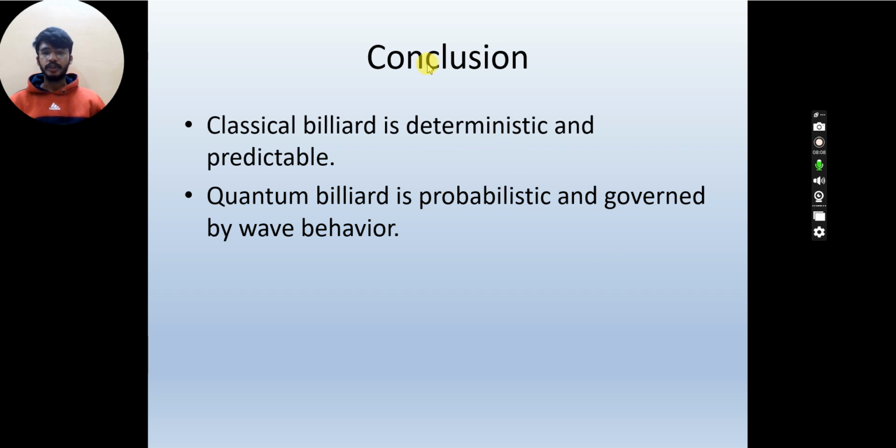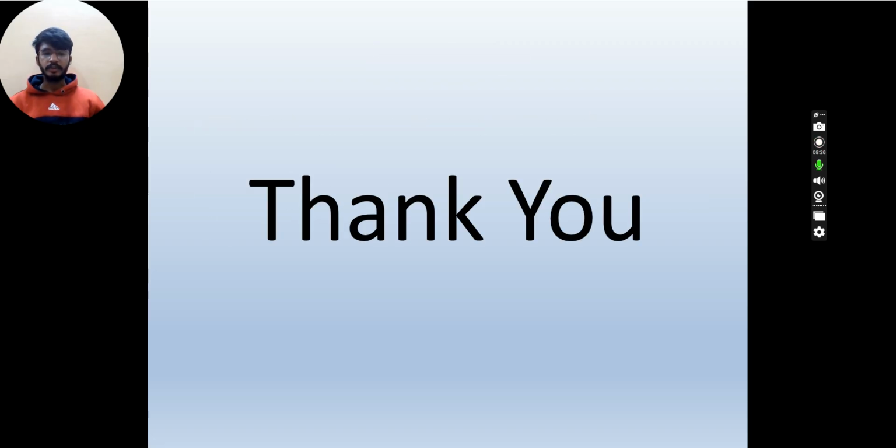Next, conclusion. Classical billiard is deterministic and predictable. Quantum billiard is probabilistic and governed by wave behavior. So here we saw the topic classical and quantum billiard balls. So here we stop. Thank you.